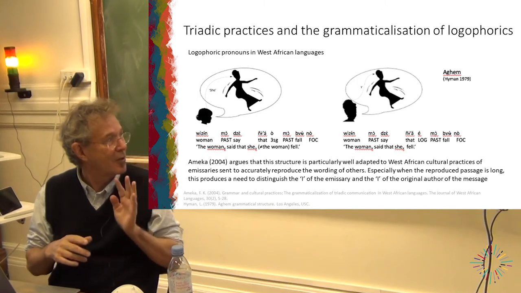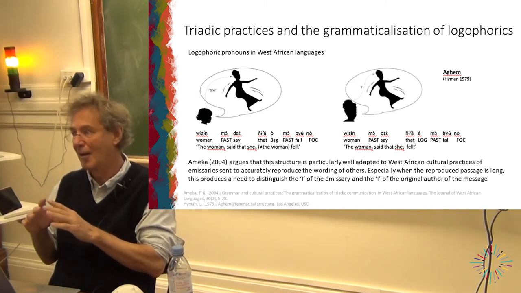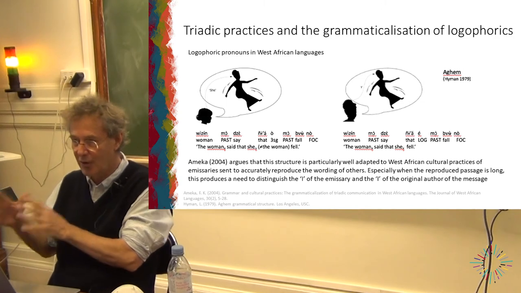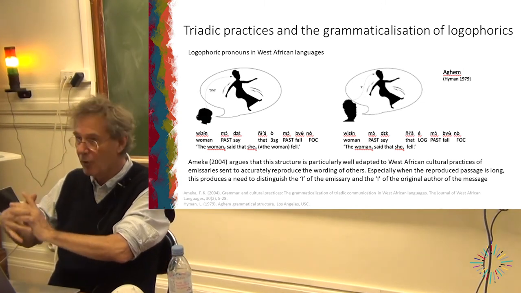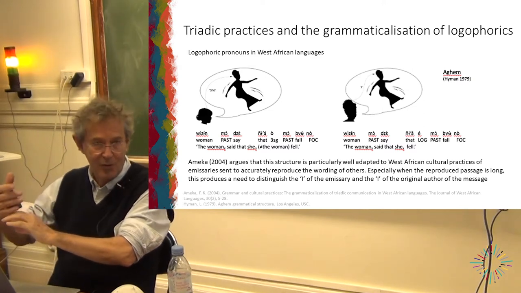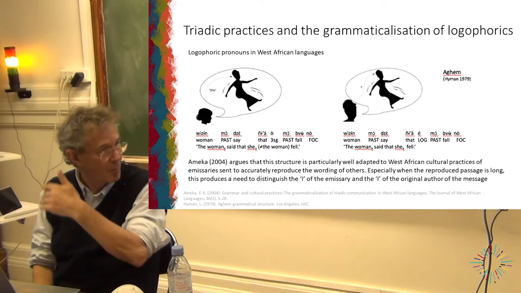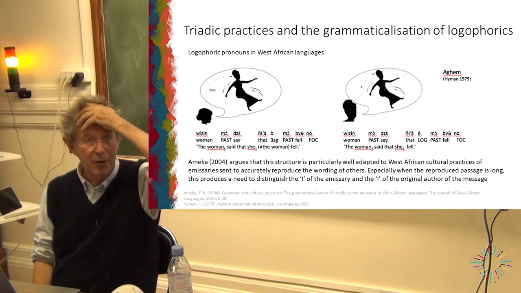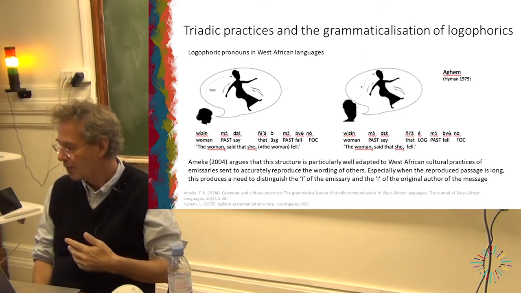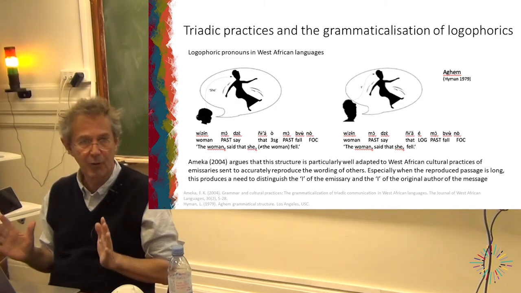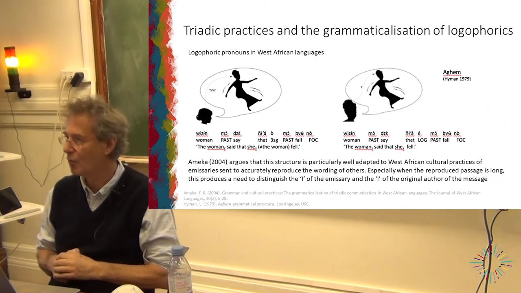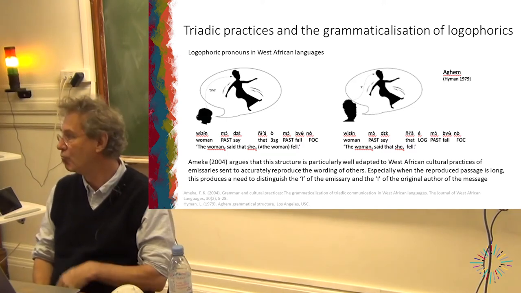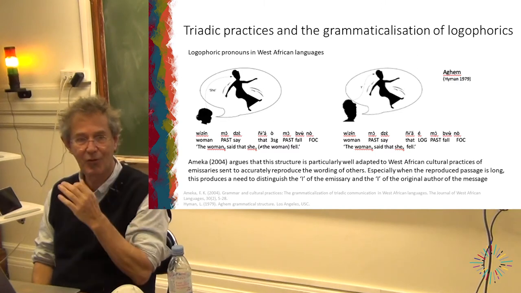And Plotnikov actually wrote an early article about this, and he had this example of a really, really long quoted passage where you didn't keep framing it with "so-and-so said." So at some point, you're reliant on the logophors to indicate that someone else is the source of the material. So you could argue that here we've got a particular cultural practice that favours the emergence of logophoric pronouns. Now, this is just what you might call anecdotal evidence or a just-so story. I don't think there's been a rigorous attempt to test this out, and we can think about what that might involve.